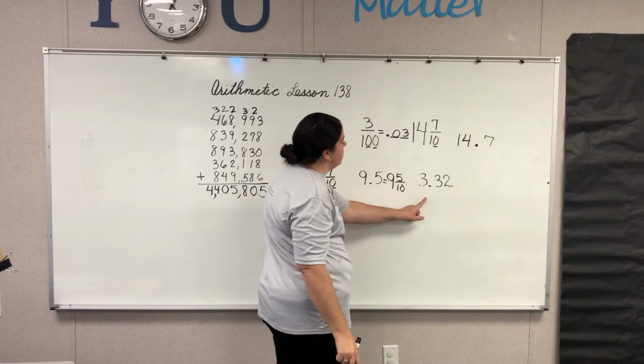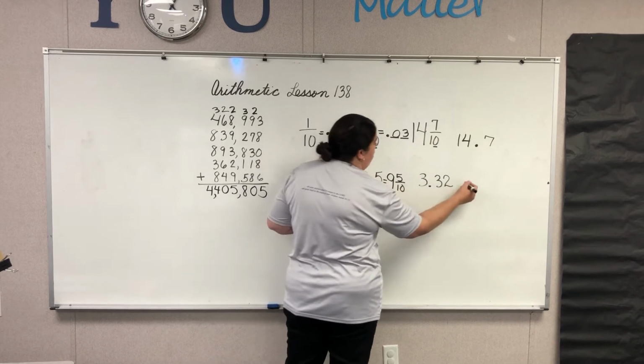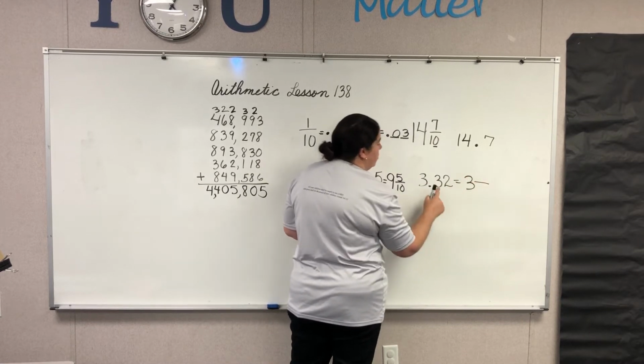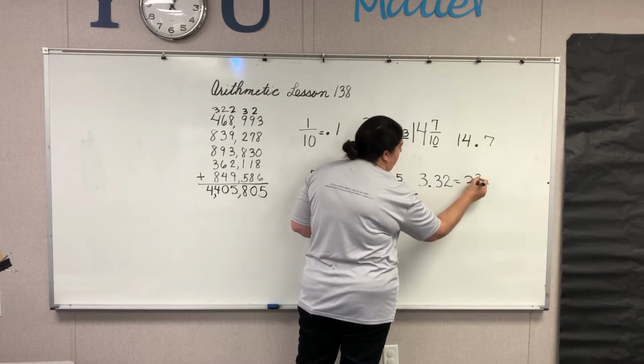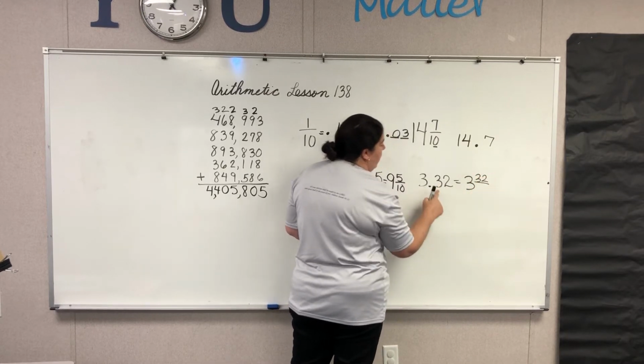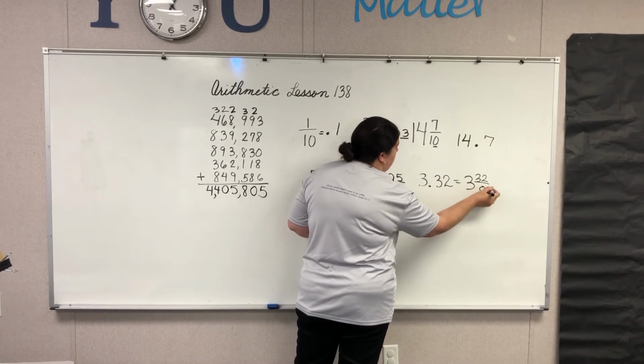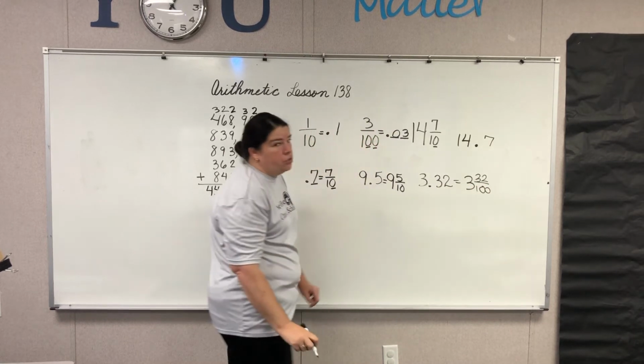Again, another mixed number. 3 is the whole number. Our fraction should be 32. That goes on the top. And how many place values? 1, 2. Therefore, how many zeros? 1, 2 would be 100.